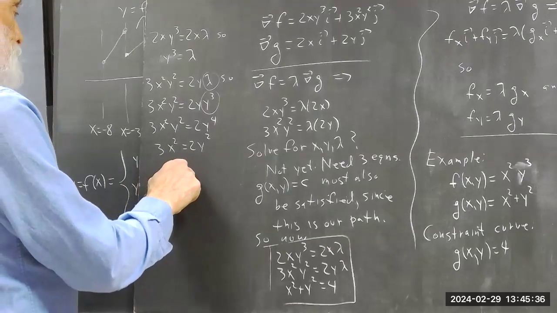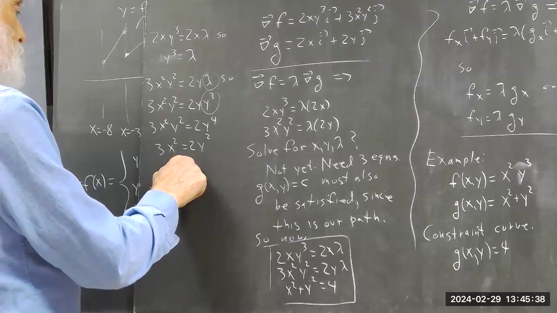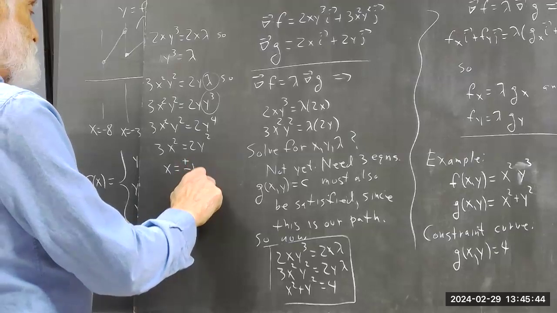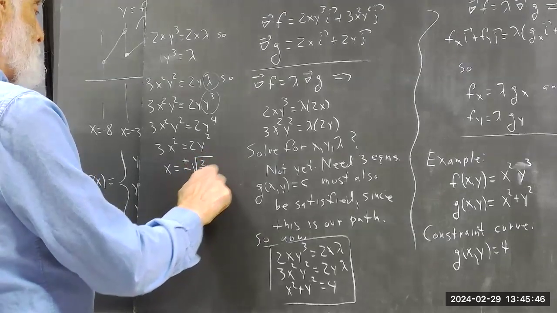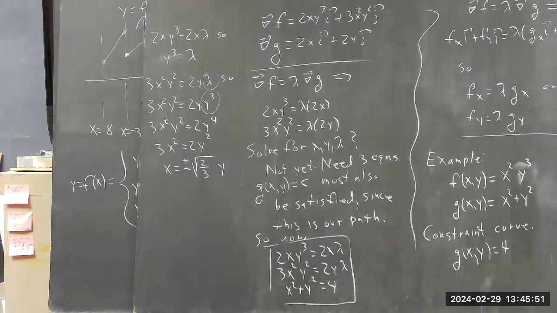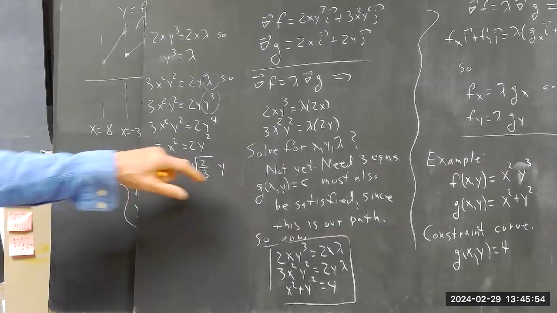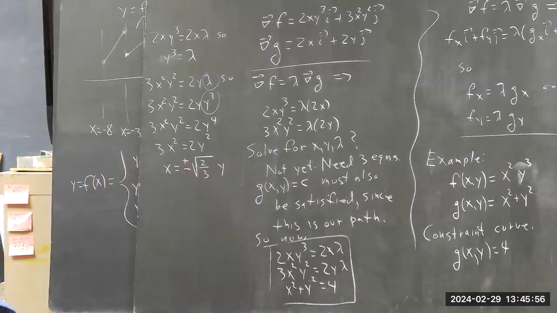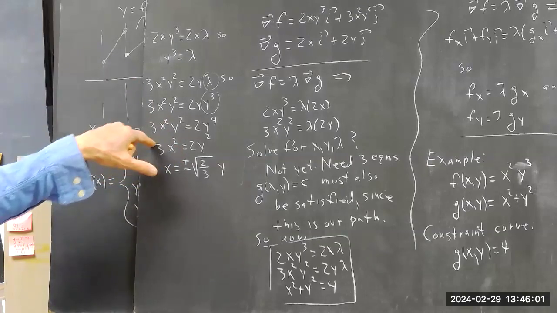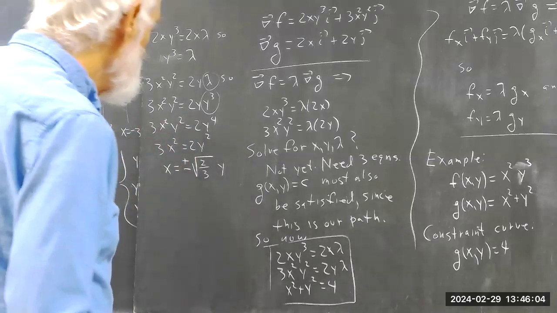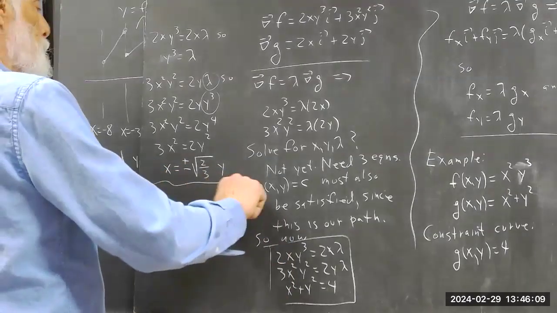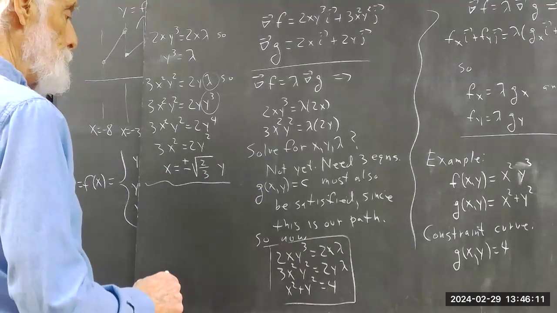That we could say then that x has to equal plus or minus the square root of 2/3 y. So that when we square x, we get 3 times 2/3 y squared, 3 times 2/3 is 2, we get 2y squared equals 2y squared. That plus or minus means we've got to deal with cases, but that's not too bad.